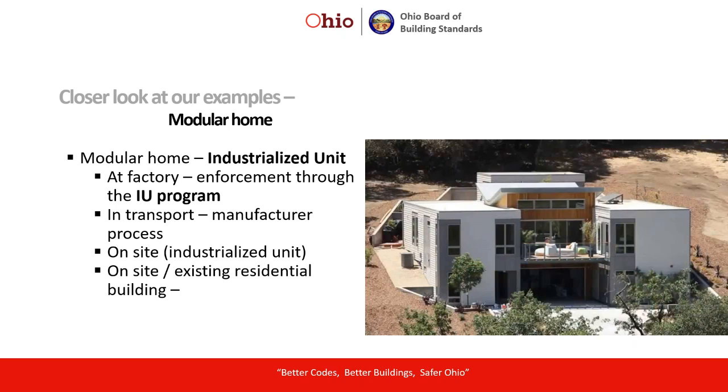So there is responsibility here for a home that is a modular home, which will be regulated by a residential department for that site-built stuff. Once that industrialized unit is set, that whole thing becomes a single-family dwelling regulated under the Residential Code of Ohio, and any alterations, additions, repairs to that building will go through the residential department at that point.